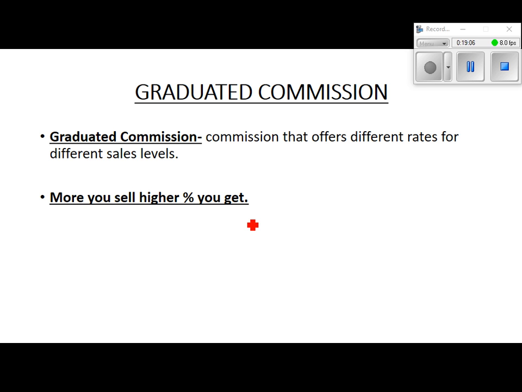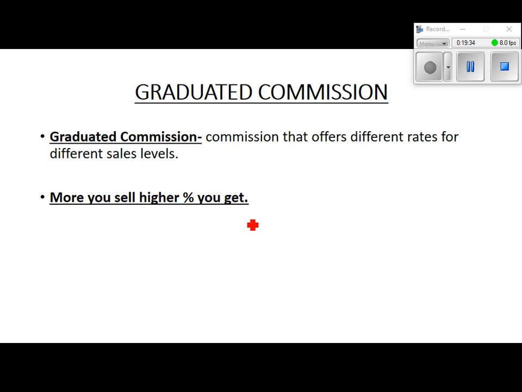Graduated commission is this. A lot of companies do graduated commission now. What they do is they say, hey, you sell this much, we're going to give you this percentage. You sell more than that, we're going to give you a higher percentage. You sell more than that, we're going to give you an even higher percentage. Why would a company do that? They want you to sell as much as you possibly can.